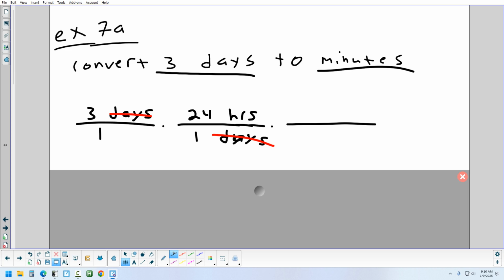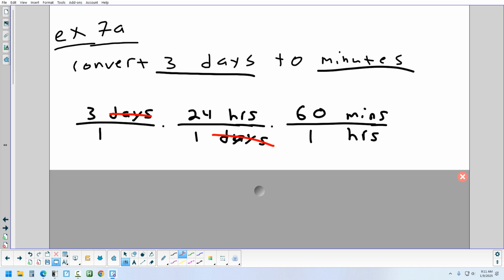So now we want to get hours to cancel. Where would hours go in the third fraction to cancel out? Yep. Go in the bottom. We're going to put minutes in the top. And now we need to fill in a true fact about hours and minutes. Anything that's true. Yep. 60 minutes in an hour. There are 60 minutes in 1 hour.